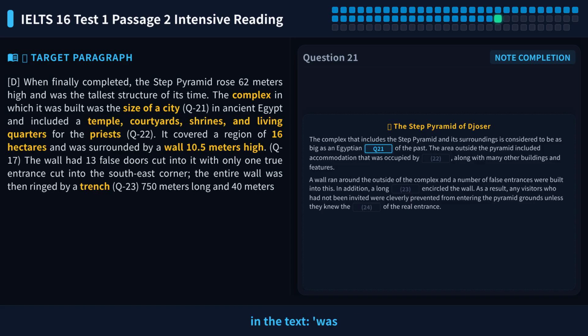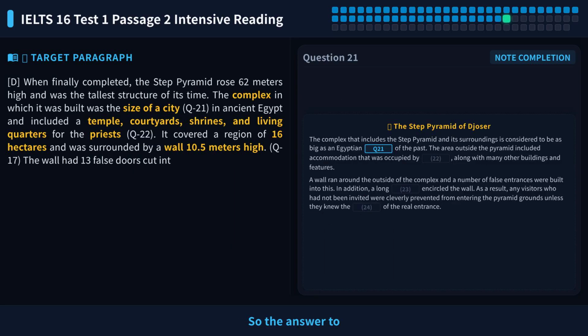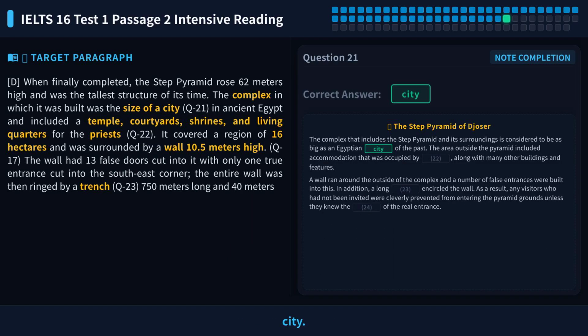Look at this sentence in the text, was the size of a city. Notice that the word city is directly given in the original text. No synonym replacement is needed. So the answer to question 21 is city. Let's look at question 22.